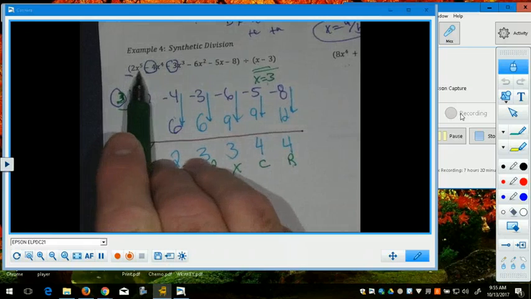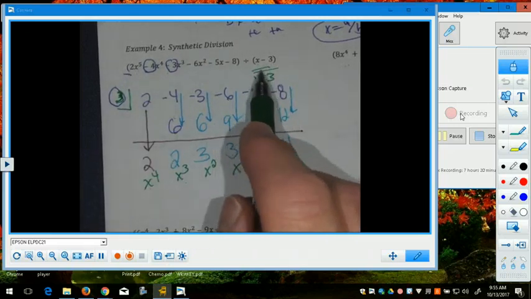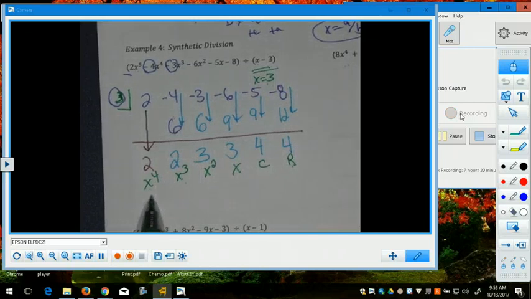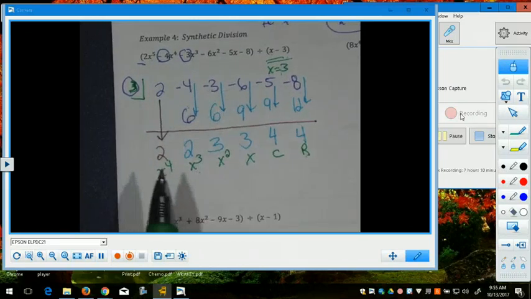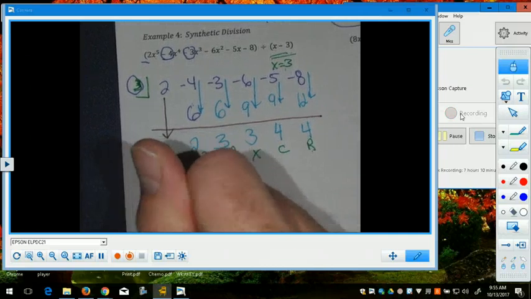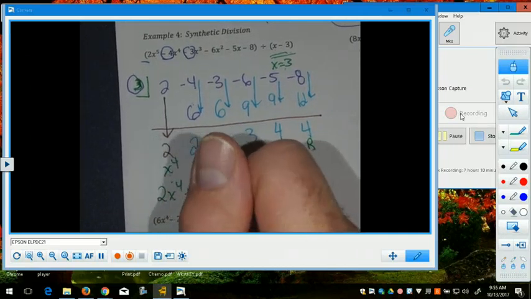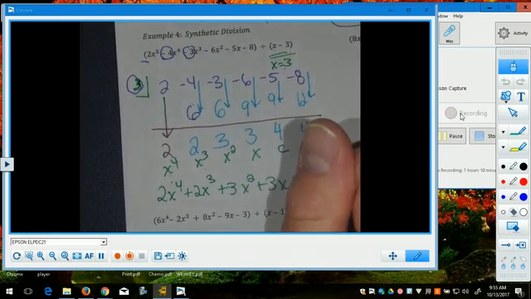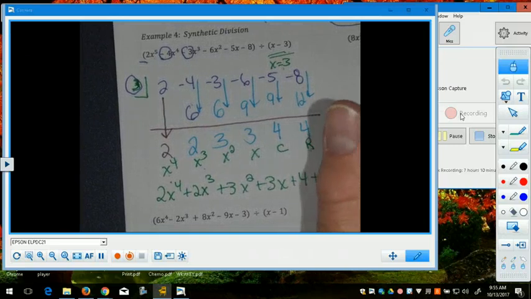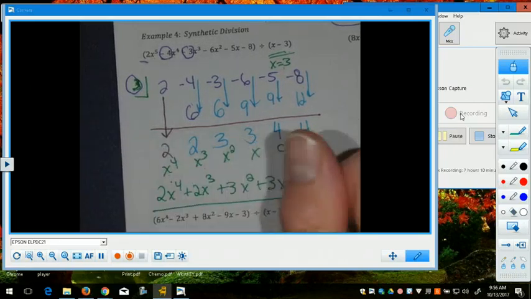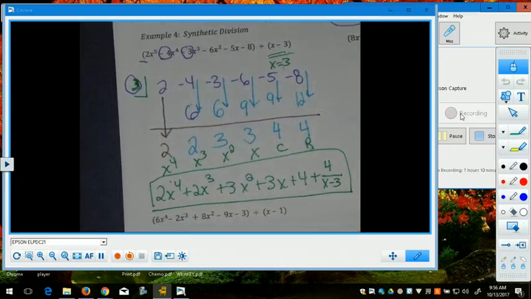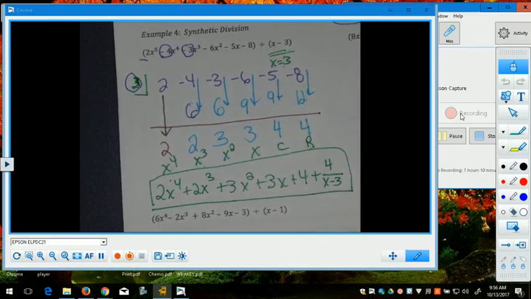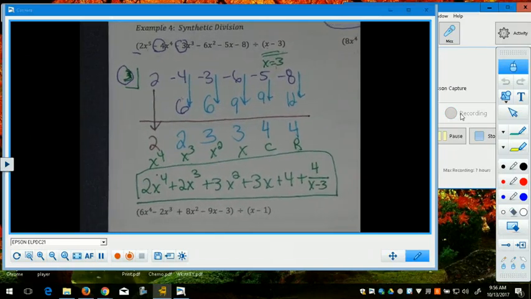By the way, this was a 5th degree polynomial, and we were dividing by a linear factor, so we expect to get a 4th degree polynomial, since we're only pulling one factor out. So this is 2x to the 4th plus 2x cubed plus 3x squared plus 3x plus 4, plus the remainder over the divisor, 4 over x minus 3. Any questions on that?